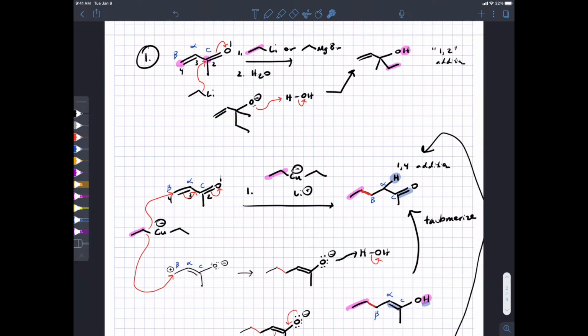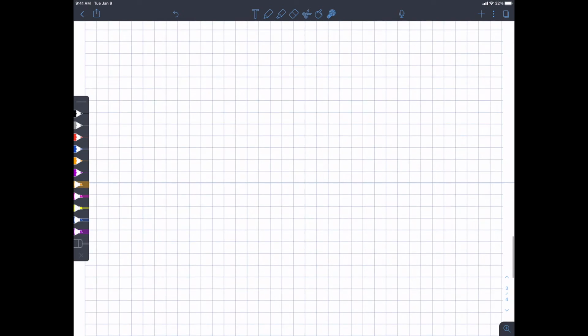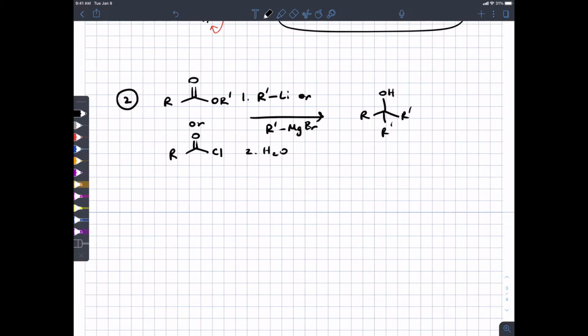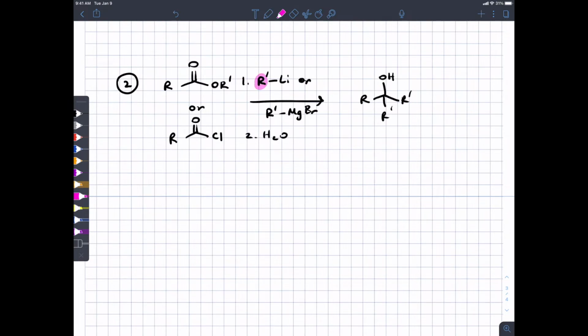Second set of memorized details with organolithiums and cuprates is how they react with carboxylic acid derivatives. So we will see that if you have an ester or an acid chloride and you react it with an organolithium reagent or a Grignard reagent, followed by aqueous workup, your product is a tertiary alcohol where you have two of the same thing attached to what used to be the carbonyl carbon.